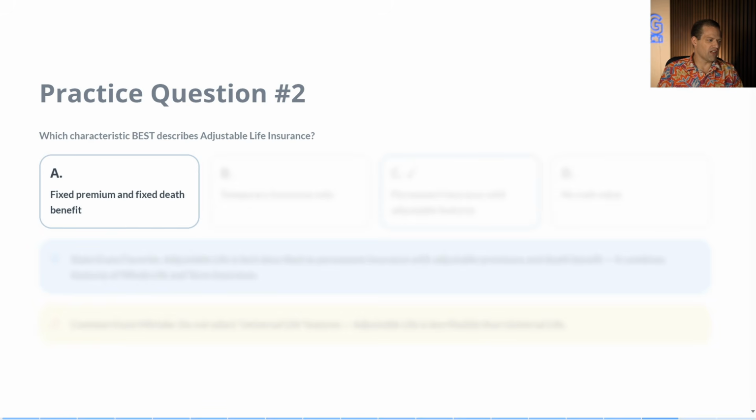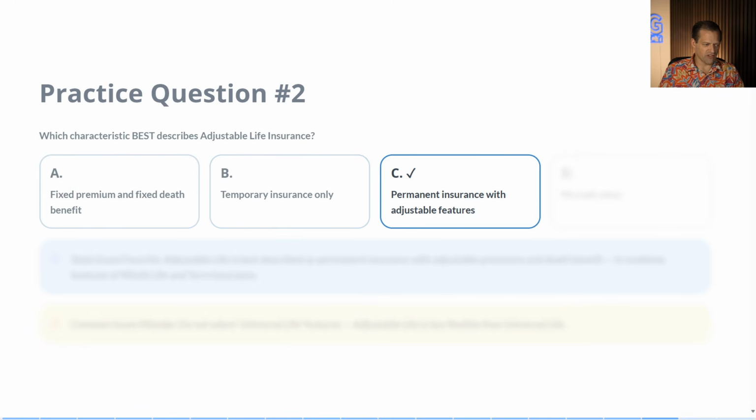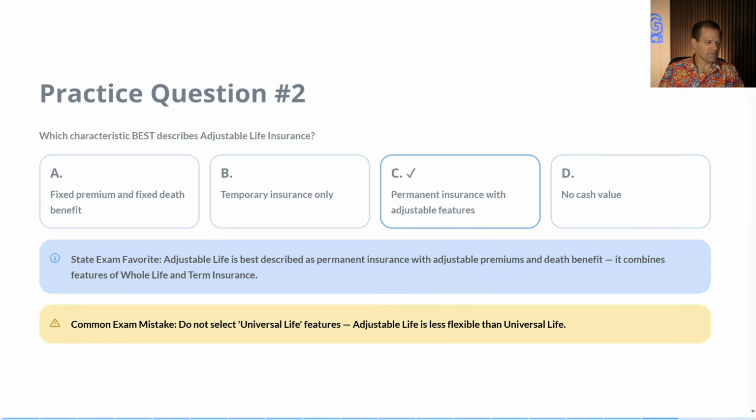Practice question 2. Which characteristic best describes adjustable life? Fixed premium and fixed death benefit, temporary insurance, permanent insurance with adjustable features, or no cash value. So the answer is C, of course. Just note that it's permanent insurance with adjustable features.